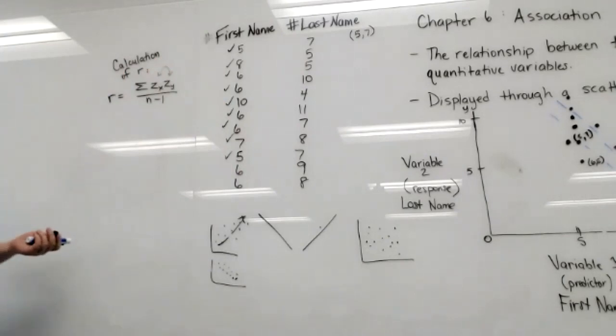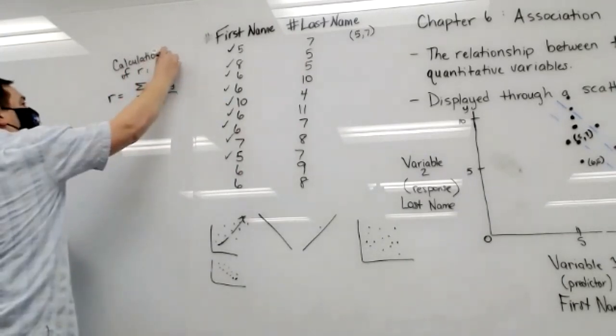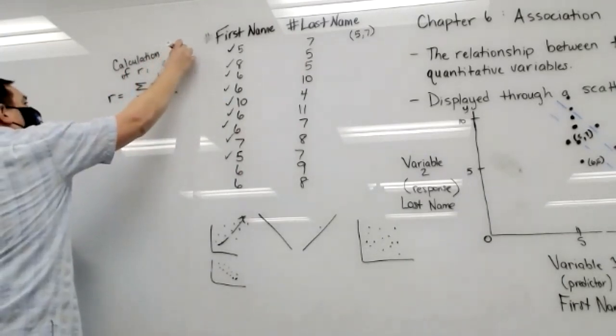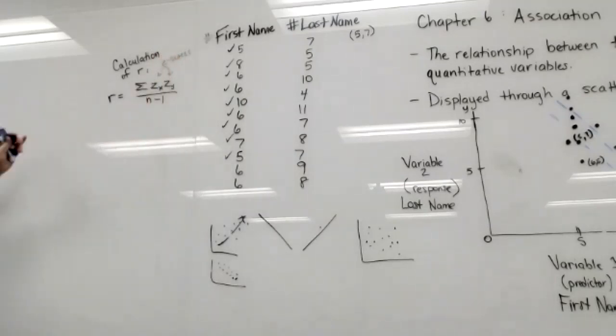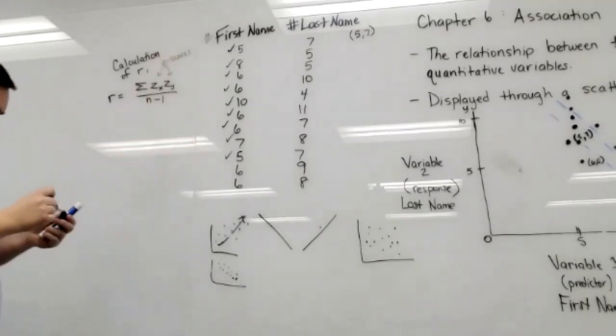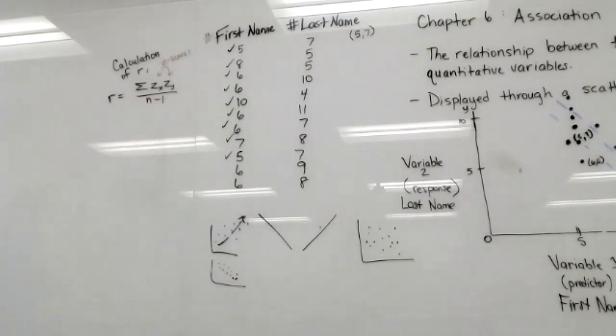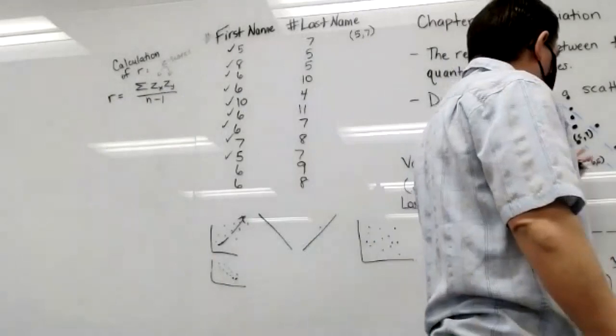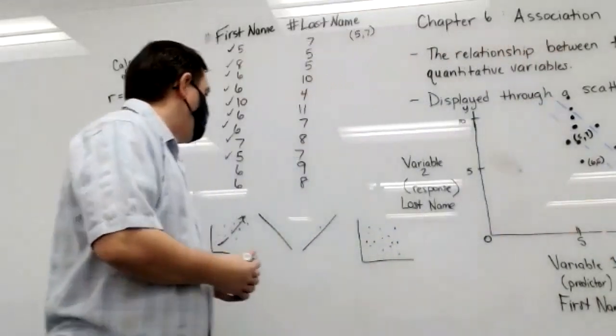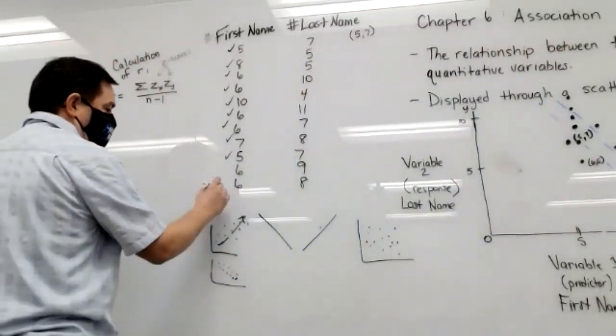These are Z-scores. These represent standardized scores. Now, I'm not going to move through and calculate this correlation coefficient for you, but I will try to show you how it's actually calculated. What we do is we standardize all of our values here.